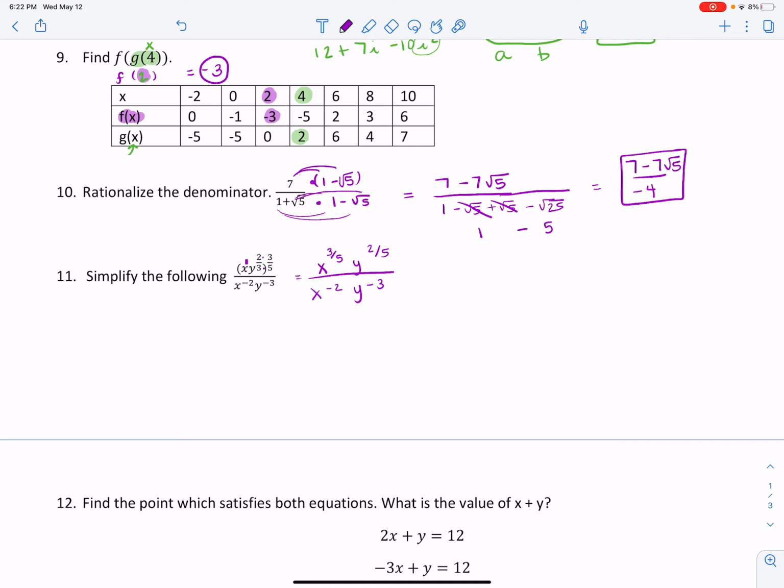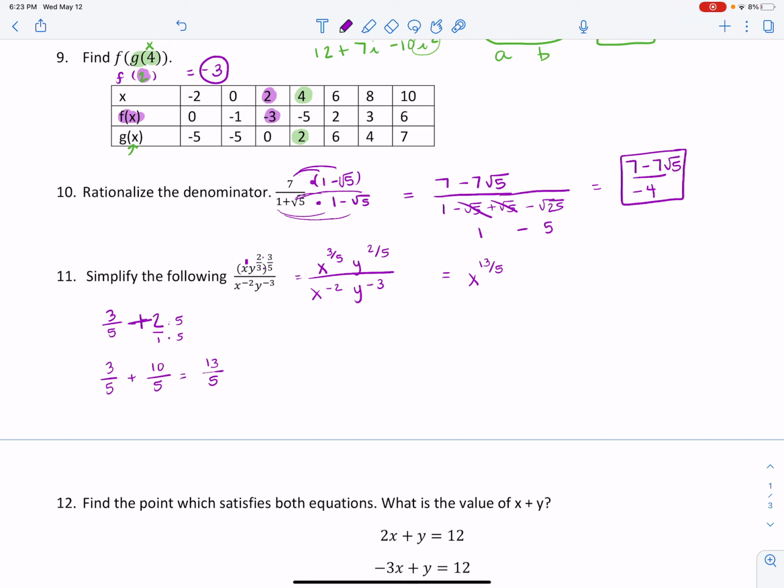All right, now your next rule says that if you have variables on top of each other, then you can subtract their exponents. So I'm going to take 3/5 minus negative 2, which is the same as adding 2. Now this is 2 over 1. And in order to add it to 3/5, I need it to be something over 5. So I really have 3/5 plus, if we multiply top and bottom by 5, 10 over 5. So I have 13/5. So my answer is going to have an x to the 13 over 5 power.